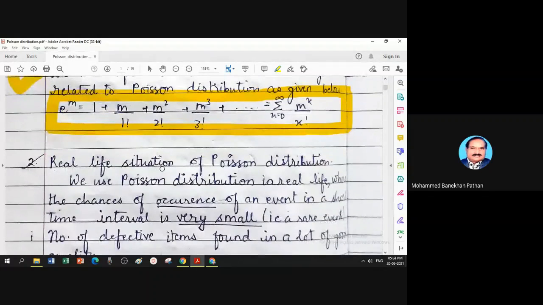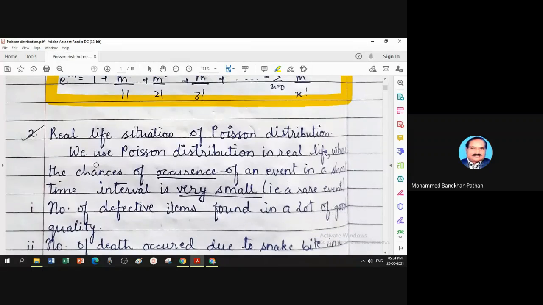Real life situations of Poisson distribution. That means in day-to-day life where you can apply Poisson distribution. We use Poisson distribution in real life where the chances of occurrence of an event is very small. In a small time interval is very small.